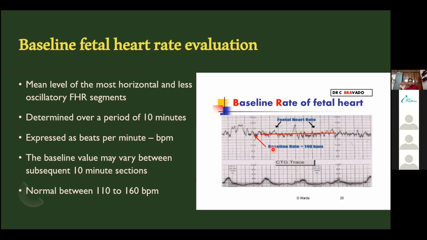When you do intermittent monitoring, you will listen for at least 1 minute. When you do monitoring or tracing, continuous monitoring, you have to assess over a period of at least 10 minutes. It's expressed as beats per minute, and the baseline may vary every 10 minutes. Okay, so the first half of the paper may have 135, the next half may have 145 or even on the lesser side. So the normal rate is between 110 to 160.